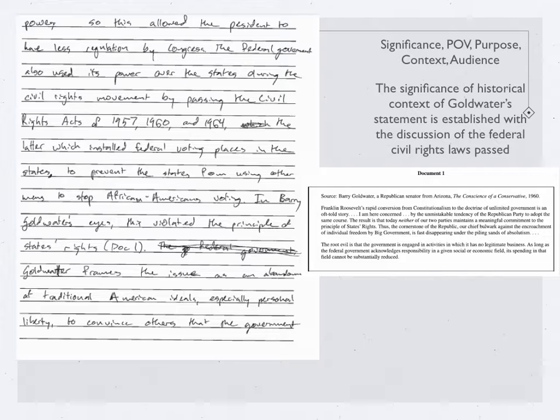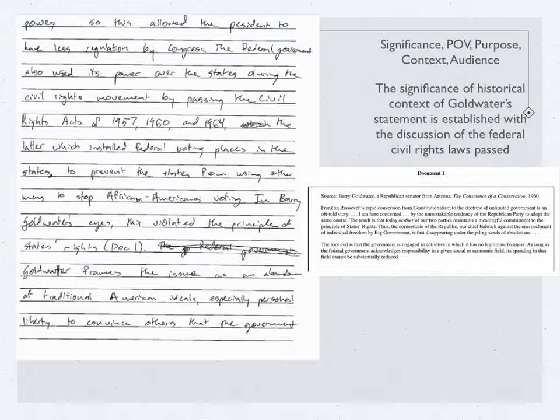And in the context of his statement, the author talks about the discussion of federal civil rights laws being passed. So if we look over here at the essay, you'll see down about line 4, civil rights movement, passing civil rights acts of 57, 60, 64, installing federal voting places in the states, to prevent the states from using other means to stop African Americans voting. Barry Goldwater thought that this violated states' rights.